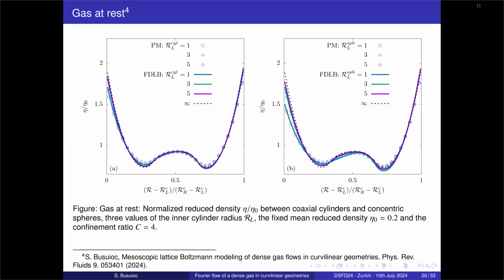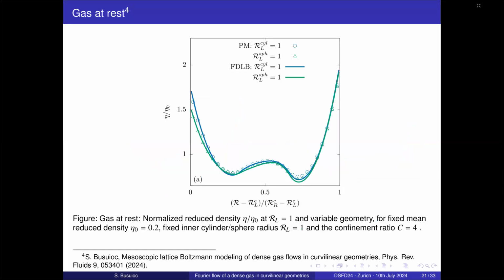What we can see is that as I move the inner cylinder, or decrease the curvature, I get to a more symmetric profile of the density between the two cylinders, which is the case in Cartesian, and on the right between the two spheres. And this is the comparison for the same parameters for cylindrical geometry and spherical geometry.